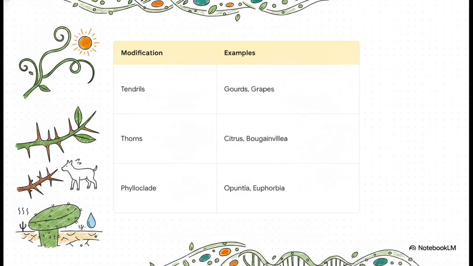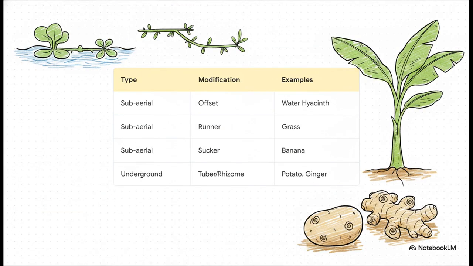And out in the brutal desert, the main stem can actually flatten out into a fleshy green structure called a phylloclade. You see this in the opuntia cactus, where it's perfectly adapted to store water and do all the photosynthesis when leaves aren't around. And this brings us right back to why our golden rule from Section 1 is absolutely essential. Consider these underground modifications.